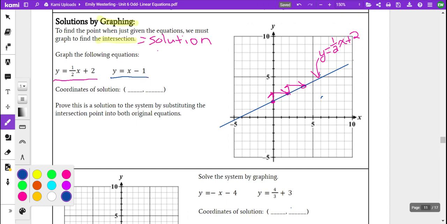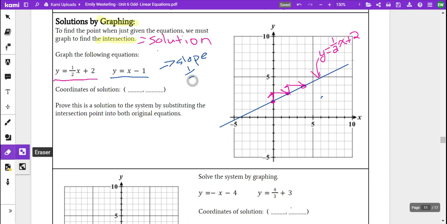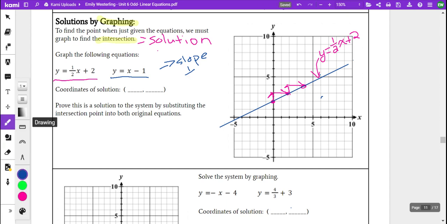There's nothing in front of x, but I need you to remember that the slope is 1 over 1 for this one, because it's not there. That's something we learned way back in lesson 2? I don't know, maybe lesson 3. Okay, so my intercept is negative 1 right here, and my slope is 1 over 1.